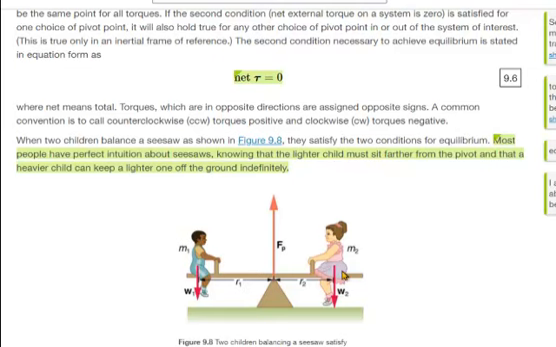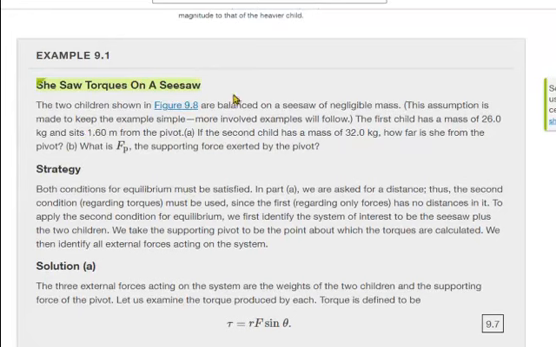And then if the seesaw's mass is centered right on the pivot point, which by the way in this problem it's not, that's kind of what they try to point out. But if it is, then it's a simple ratio of the two masses versus the two lever arms, of course, the other way around. So here we go. Seesaw torques on a seesaw.